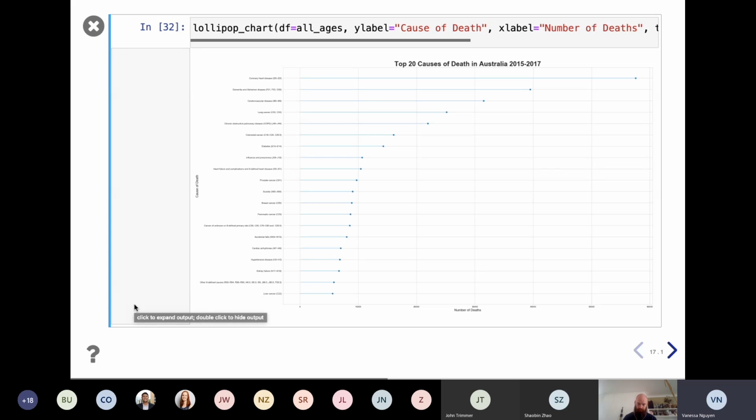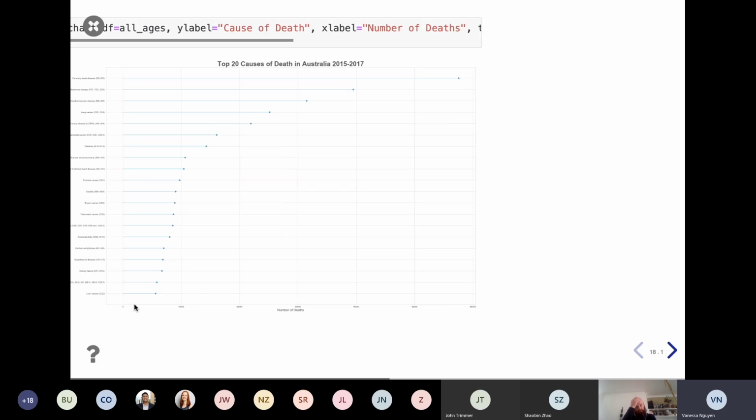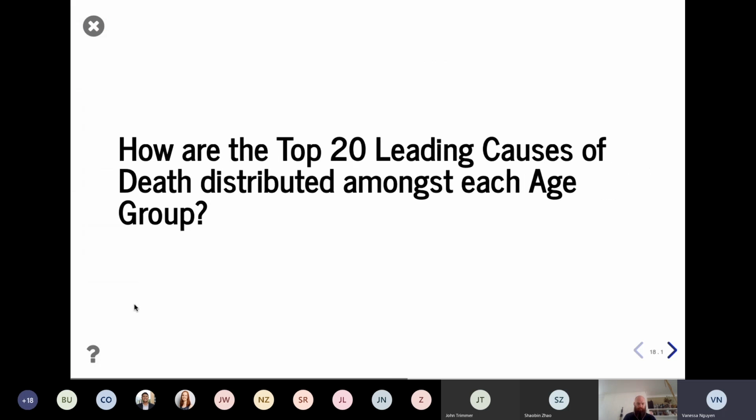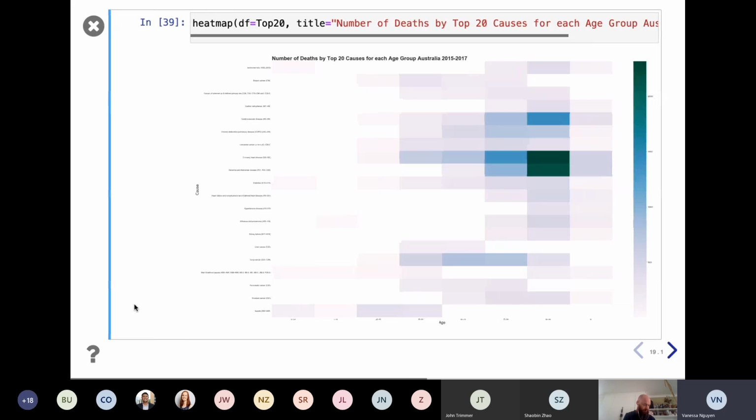After listing these causes, I thought, how are these distributed amongst each age group? So I made a heat map to show the distribution. And you can see that around the ages from 85 to 94, that's where the majority of the deaths occurred. And it went with dementia and coronary heart disease, which shows the relationship with the previous graph.